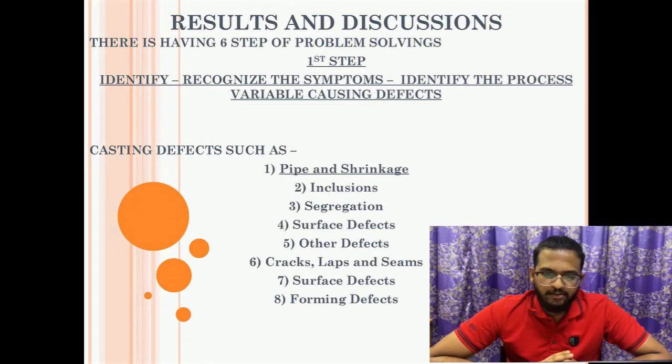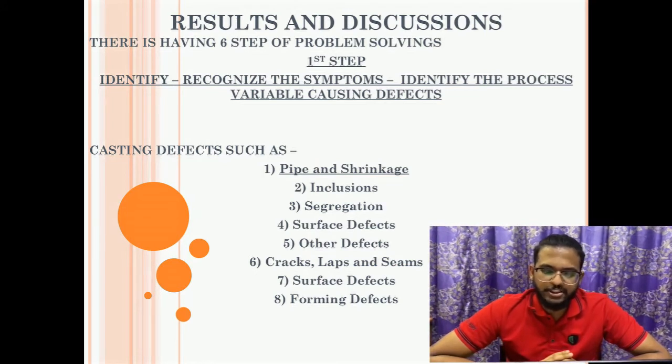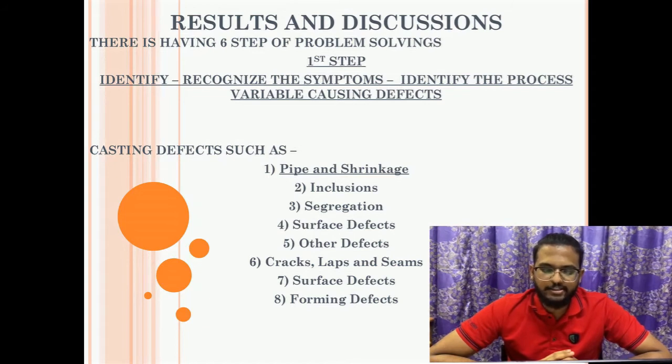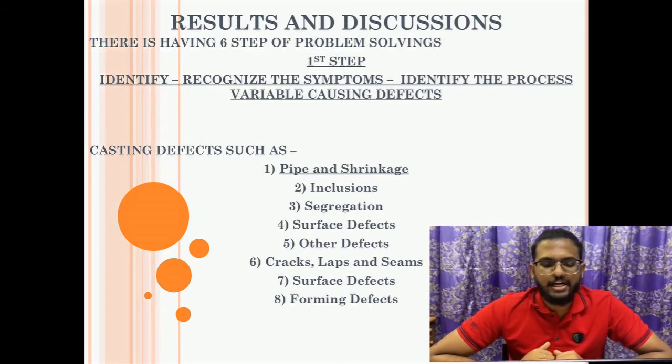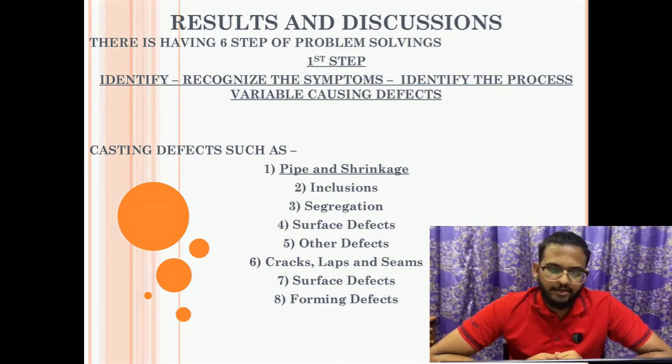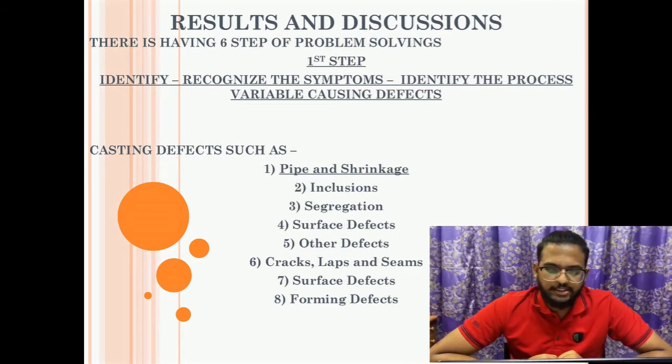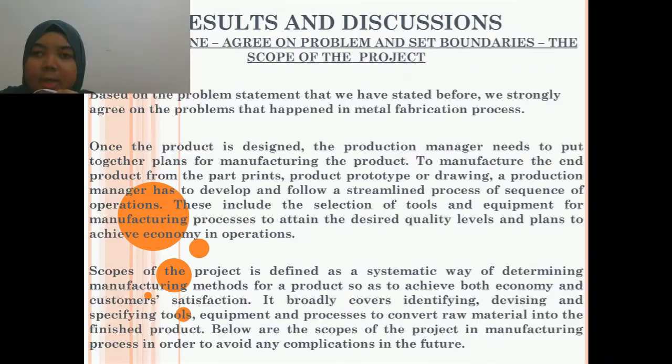The next one is segregation, where the distribution of chemical elements in ingots may not be uniform and some regions may become enriched in certain elements. There are also other defects, which are cracks, laps and seams. And the last one is forming defects, where small pieces of a large ingot section may be carried out by the forging or hot rolling process, which can be a potential problem. Now I will present result and discussion.